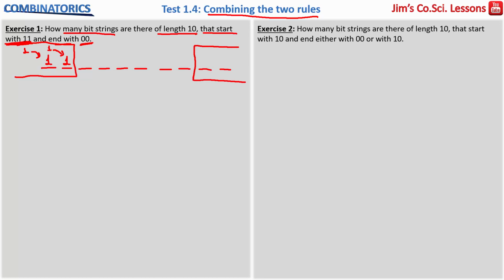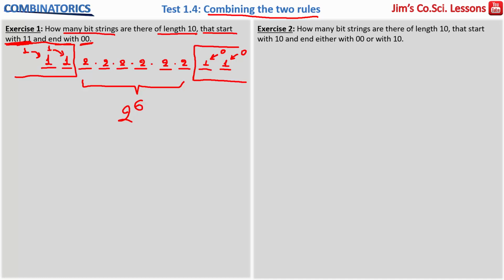My string should end with a double zero, so in the last position there should be a 0. There is one way to do that, and in the previous position again I should have a 0. There is just one way to do that. For the rest of the positions there is no restriction, so there are two ways, 0 or 1, for each of these positions, and by the rule of product the total number of ways is 2 to the power of 6.